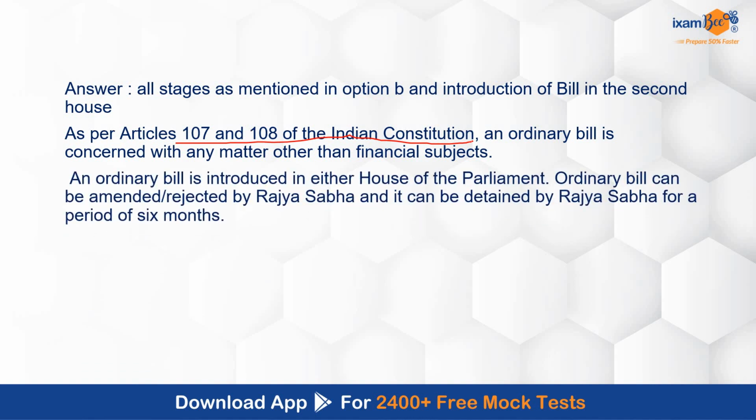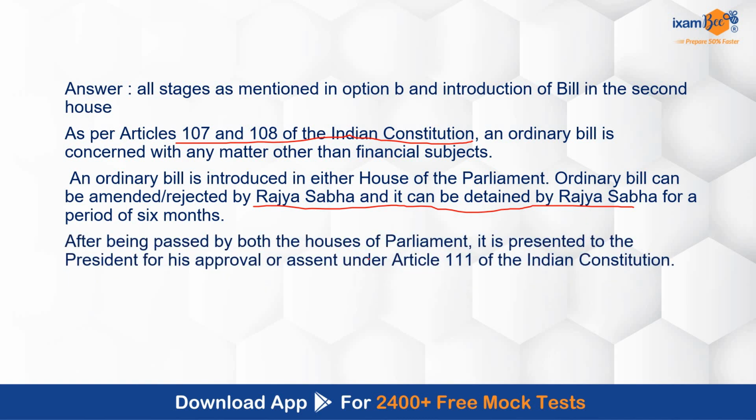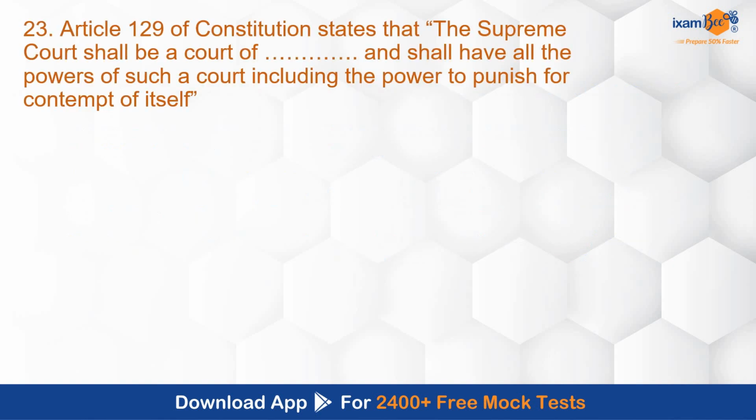It is introduced in either house of the parliament. Ordinary bill can be amended or rejected by Rajya Sabha and it can be detained by Rajya Sabha for a period of 6 months. After being passed by both the houses of the parliament, it is presented to the President for his approval or assent under Article 111 of the Indian Constitution.